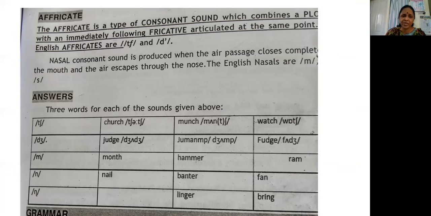jump, fudge. And coming to nasals, m, n, and eng. M: month, hammer, ram. N: nail, banter, fan. Eng usually doesn't come in the beginning, it comes in the middle and towards the end: linger, bring, or in English. I hope this is clear, students.